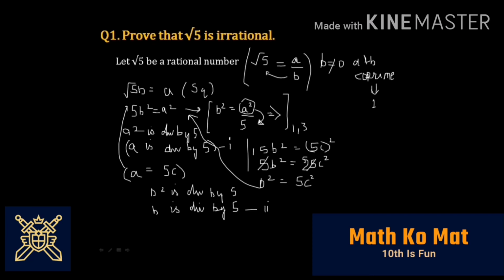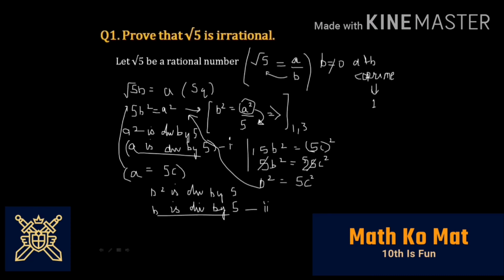And this is our second line that we have inferred. So this would mean that a is also divisible by 5 and b is also divisible by 5. This would mean that a has a factor 5 and b also has a factor 5. But this contradicts our assumption. We have assumed that a and b are co-primes and have no common factor other than 1. But this line means that they have a common factor 5.